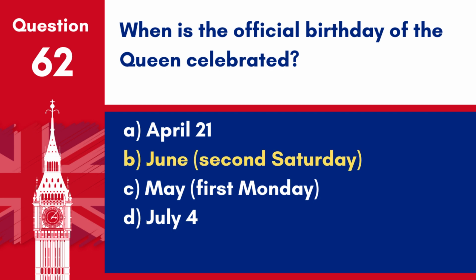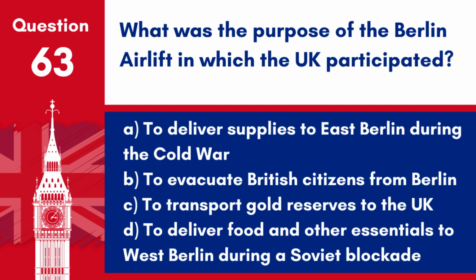Answer. B. June 2nd Saturday. The official birthday of the monarch is celebrated on the 2nd Saturday of June, although the Queen's actual birthday is on April 21.